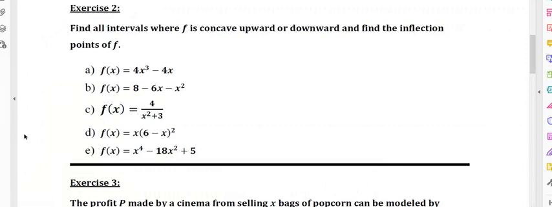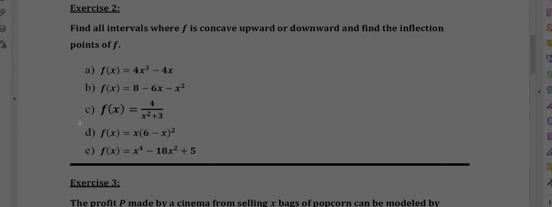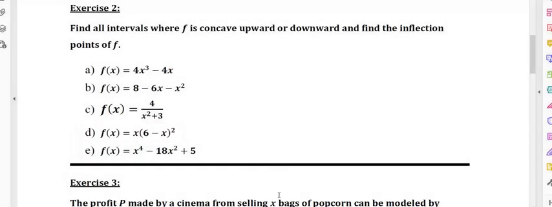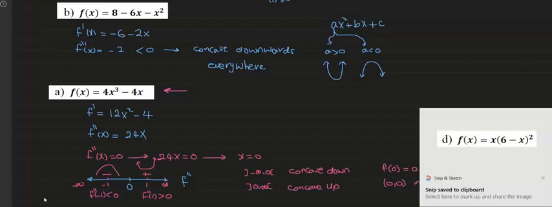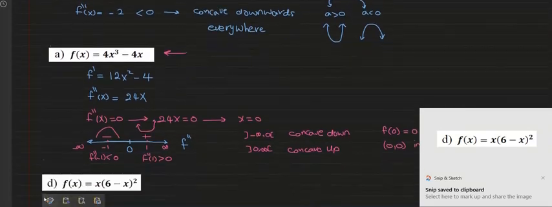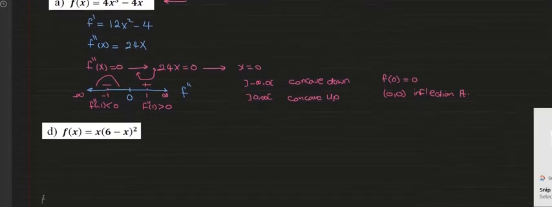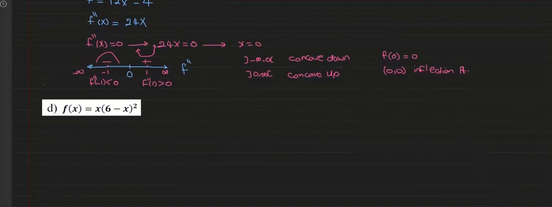Let's move to number D. Here we have this type of function. Let's check the inflection point. If we are going to check the inflection point and concavity, therefore we are going to work in the second derivative. So let's derive the first derivative.